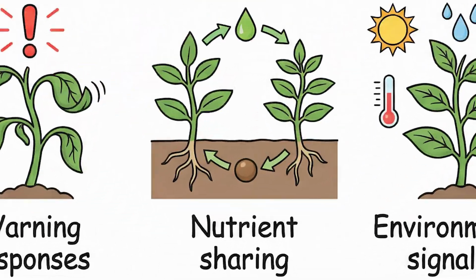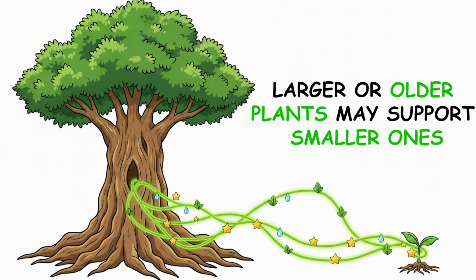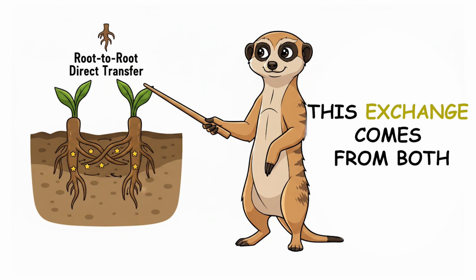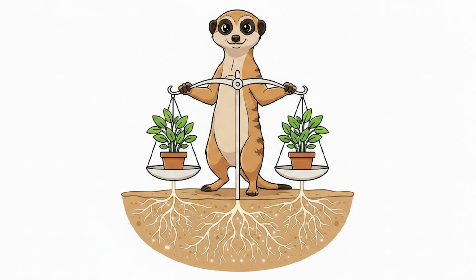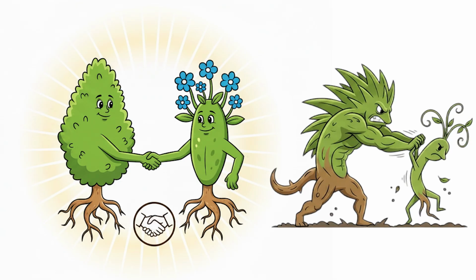Nutrient sharing. Through underground networks, some plants can transfer nutrients like carbon or nitrogen to others. Larger or older plants may support smaller ones, especially if they are related. This exchange comes from both root activity and fungal connections, and it helps maintain balance within plant communities. It reveals a side of plant interaction that is more cooperative than competitive.